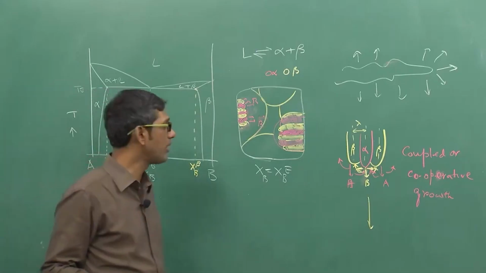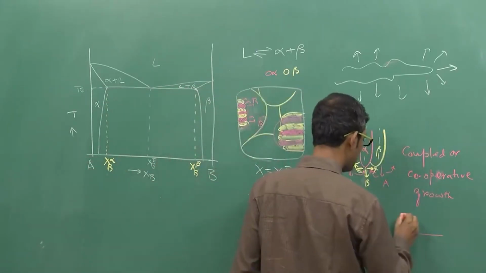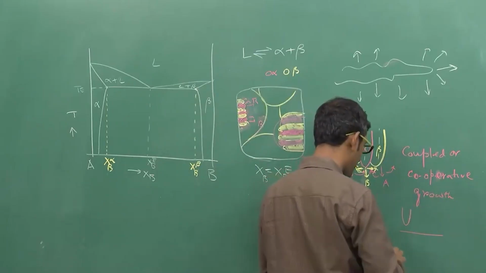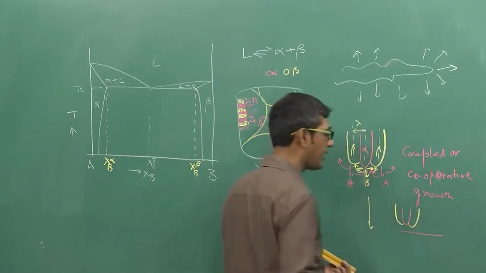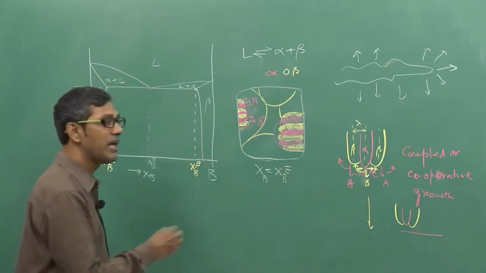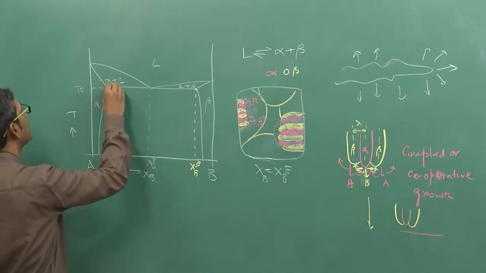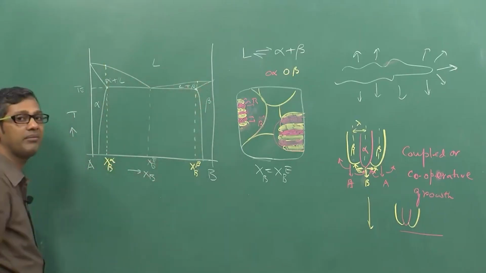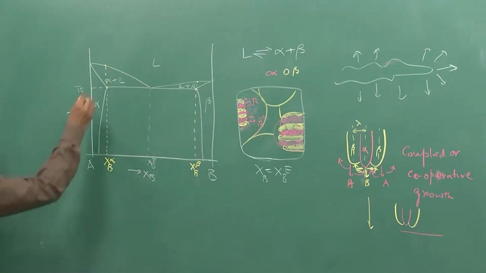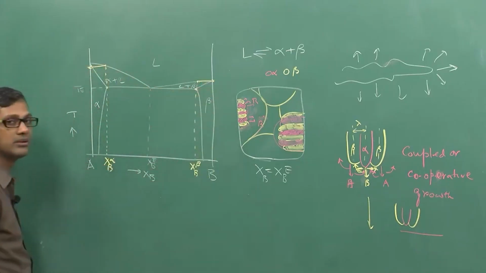The first question one always asks is, why can't we have a flat interface like this instead of an interface like that, okay, the way I have drawn, and this is the one we see in the actual case. This is mainly because alpha and beta have different melting temperatures. You see here, alpha has a melting temperature of this much, beta has a melting temperature of this much. They have different melting temperatures. This has a melting temperature given by this point, this has a melting temperature given by this point.